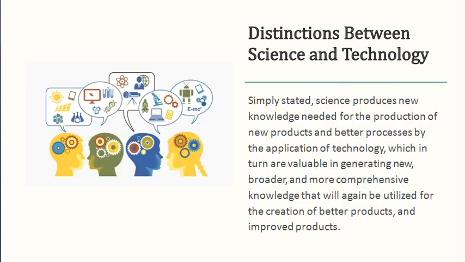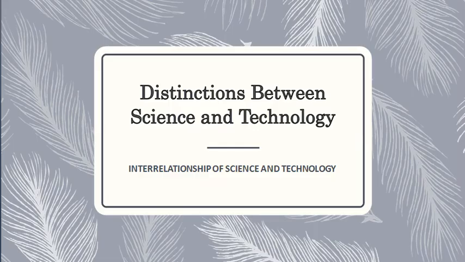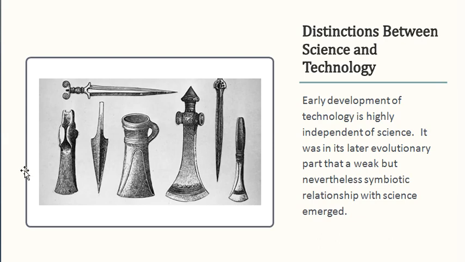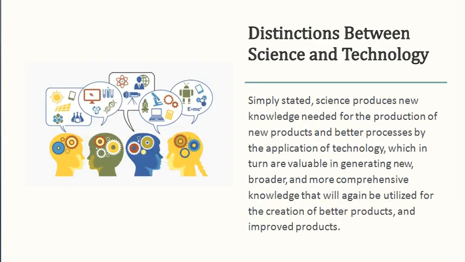All right, so simply stated, science produces new knowledge needed for the production of new products and better processes by the application of technology, which in turn are valuable in generating new, broader, and more comprehensive knowledge that will again be utilized for the creation of better and improved products. So if you can see, at the early times, technology is still highly independent of science, right? But as time goes by, as society evolves, as everything has changed, they work hand in hand.